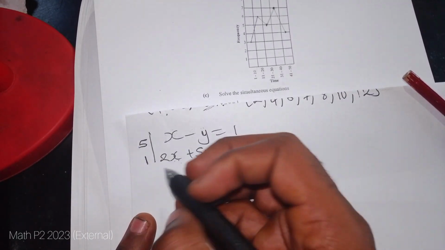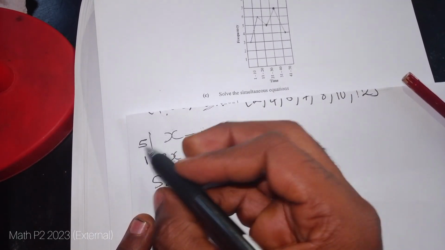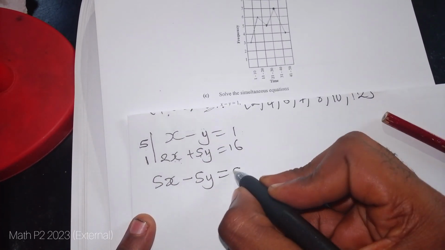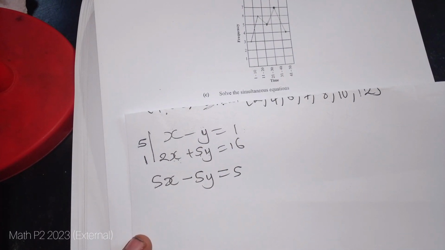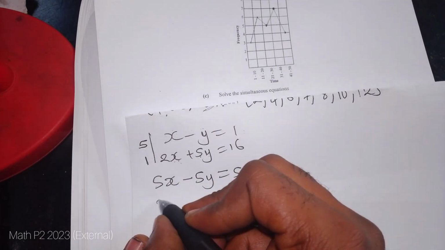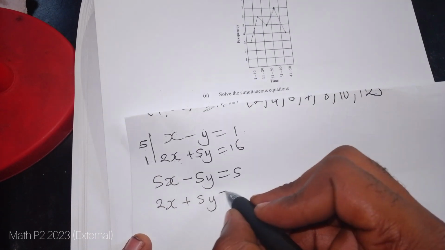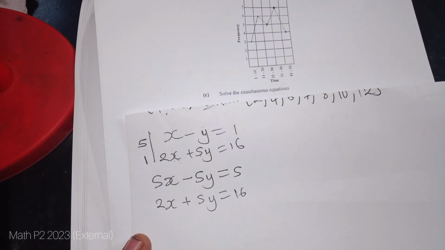So this times this will be 5x. Then this times this, you have 5y. Then 5 times 1, you have a 5. Then 1 times this equation, you have 2x plus 5y. And then we have a 16.